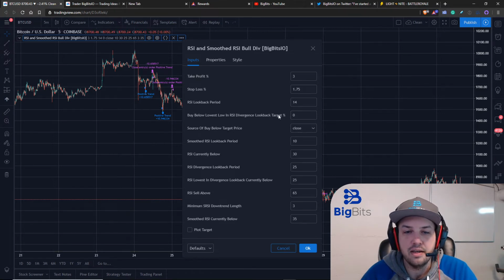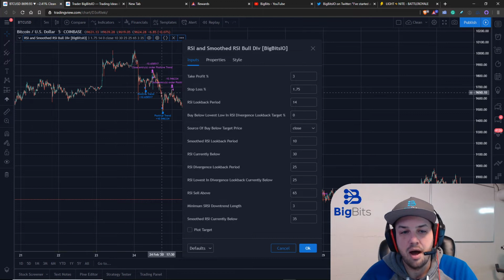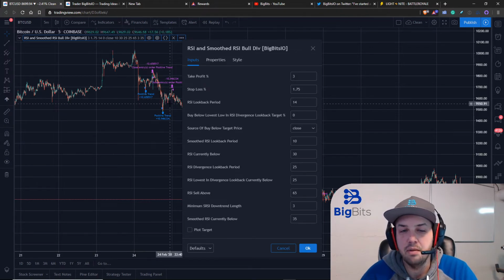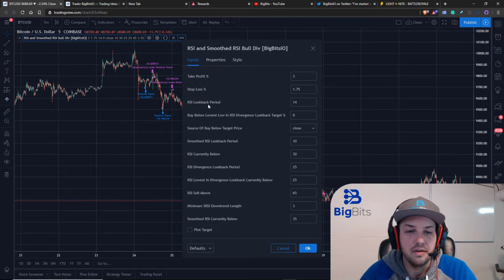But if you set the buy below target percentage to something greater than 0, it'll trigger the buy once you get a certain percentage below that, or require that the price be a certain percentage below that. So if the low was here, it would require that the price dropped like 0.5%. So right here. Once it gets below that and the other conditions are met, it could buy. But if all the other conditions were met, but the buy below price was set too high, then it wouldn't trigger the purchase.